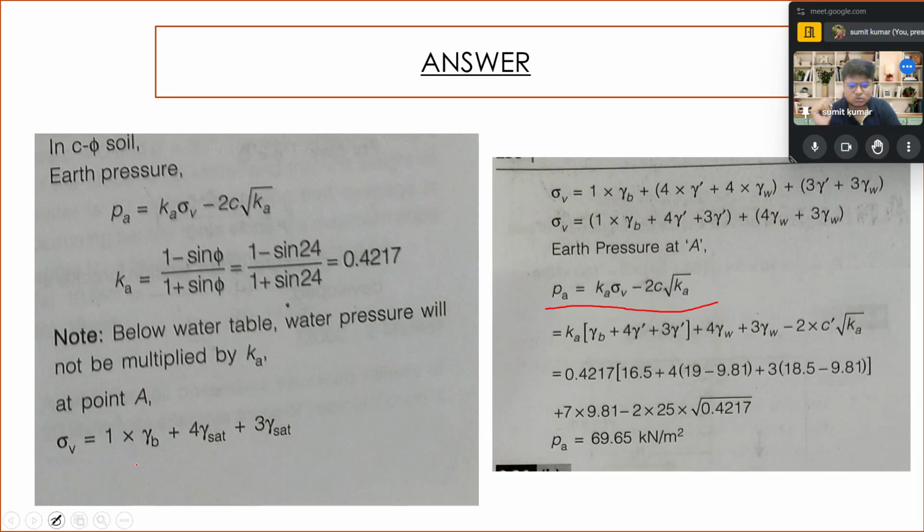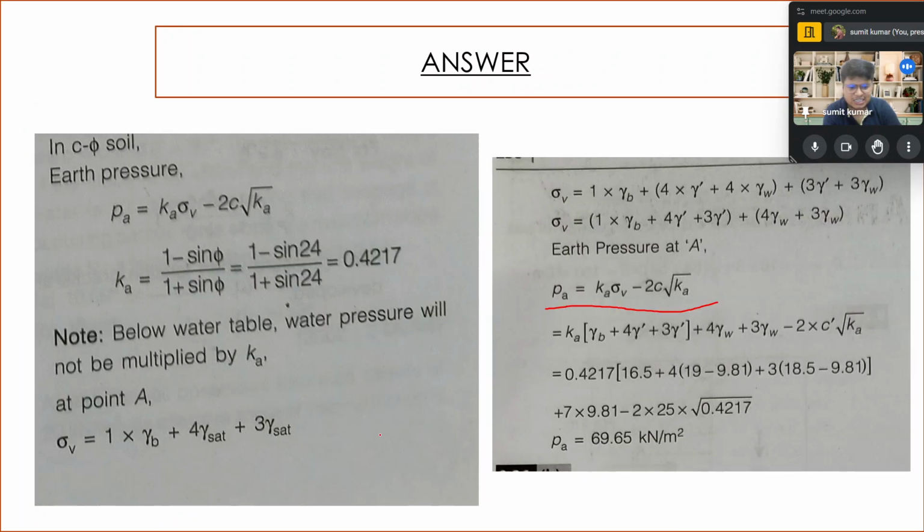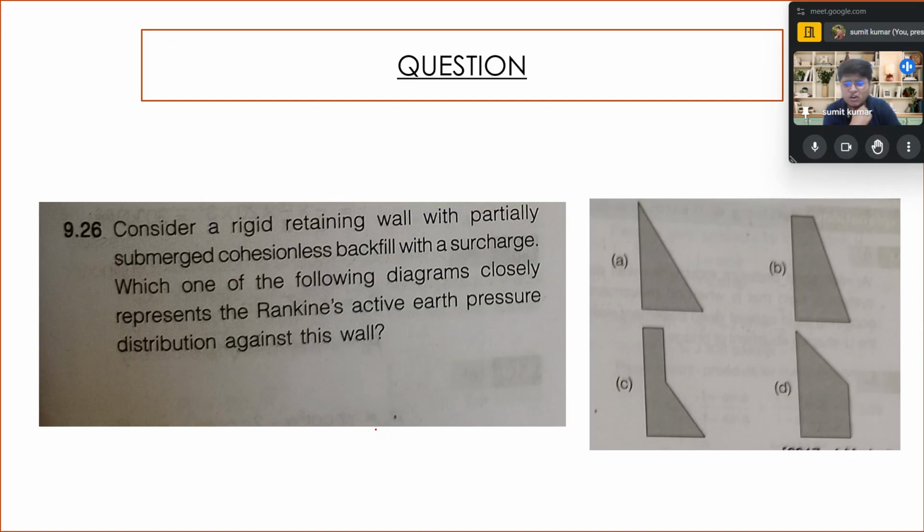Okay, so when we do our calculation over here, everything is mentioned. We find that 69.65 is going to be our answer. Okay, now this is a most interesting problem, because over here there is much doubt about what the answer is. So read the question once.